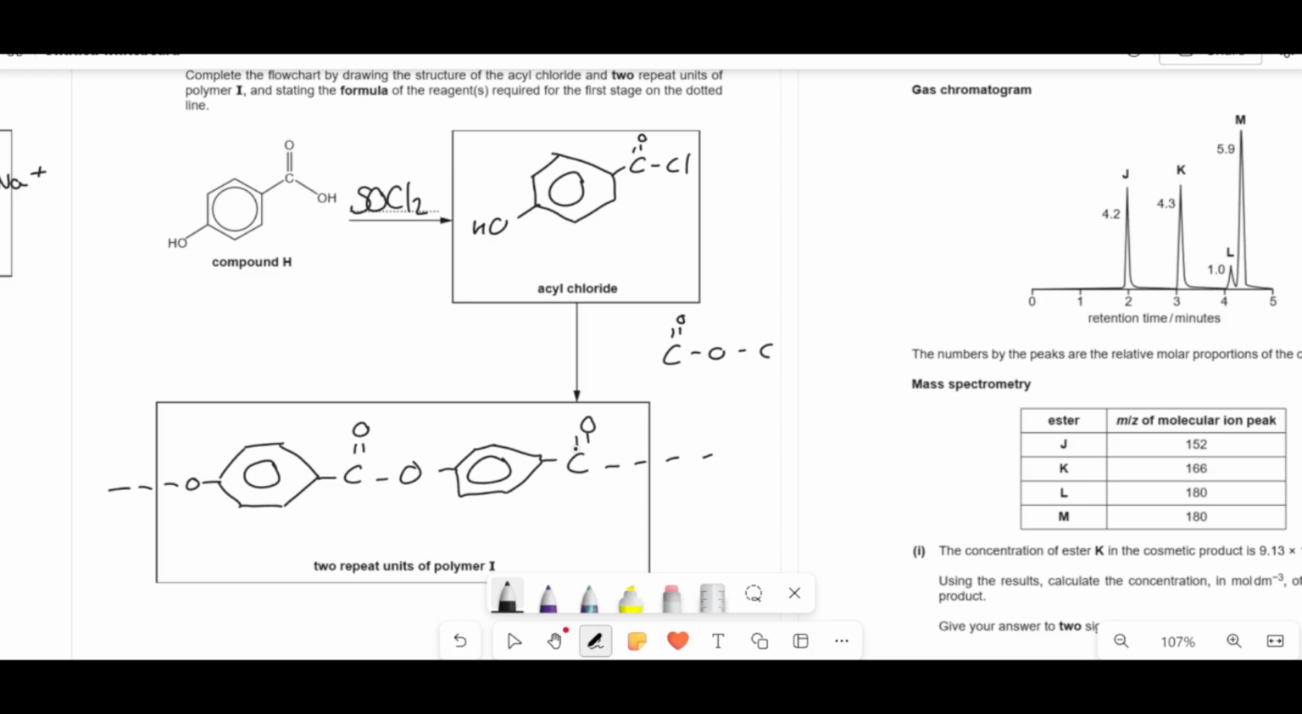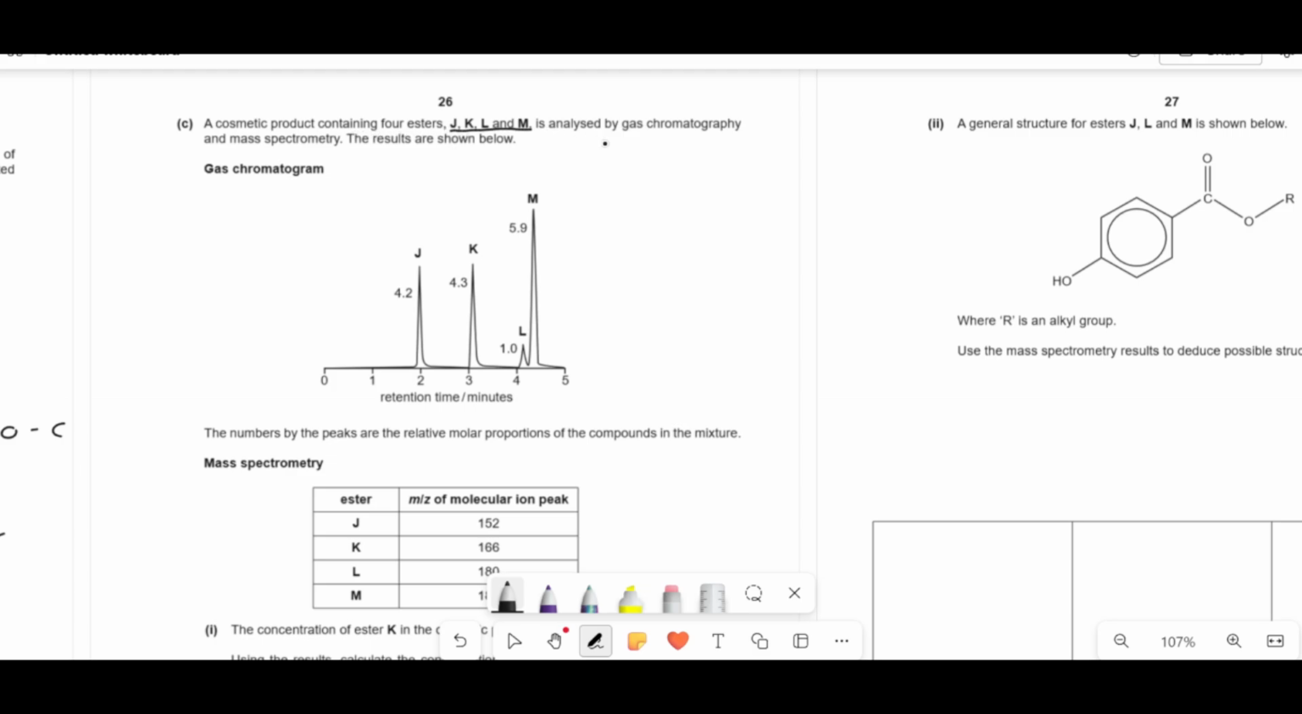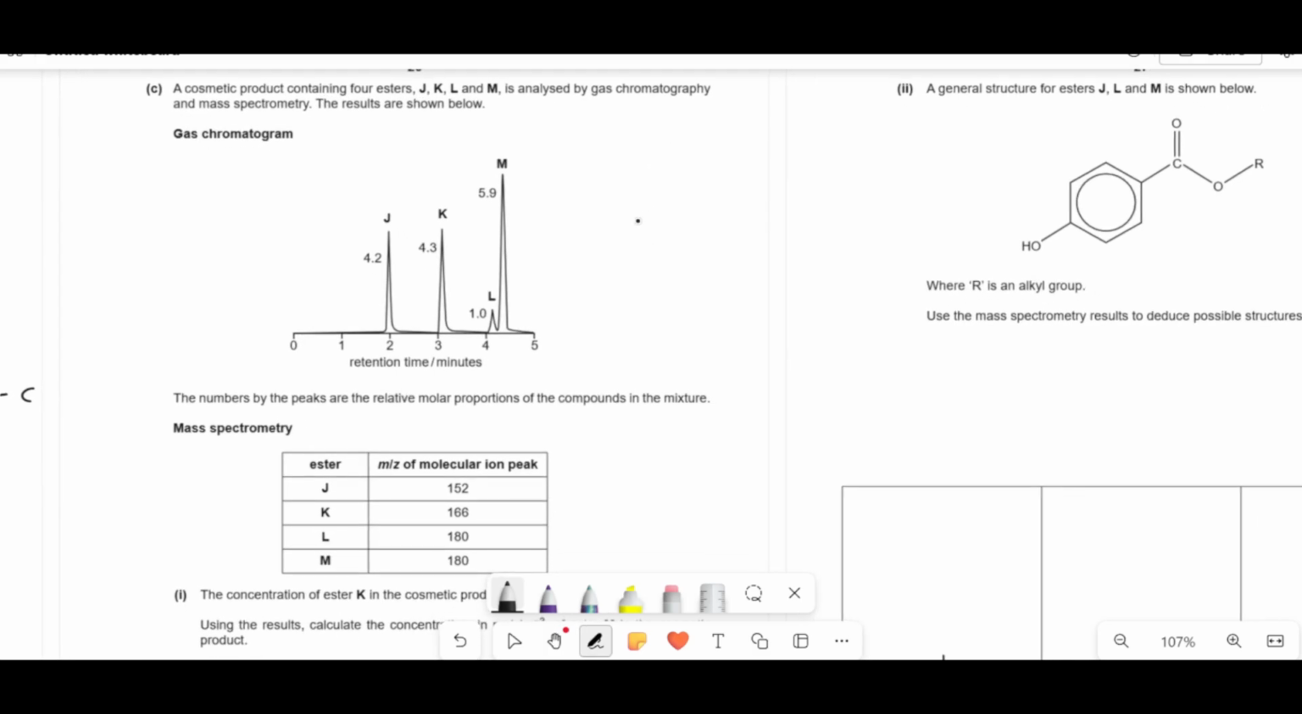There you go. A cosmetic product containing four esters J, K, L, and M is analyzed by gas chromatography and mass spectroscopy, and here are their results. So we've got a gas chromatogram, we've got 4.2, 4.3, 5.9, and 1.0. Now appreciate that with gas chromatography, it tells us the retention times, right? And as well as that, you've also got these numbers here. That's telling you the relative size of the peaks, which is telling you the proportion of each component, right?